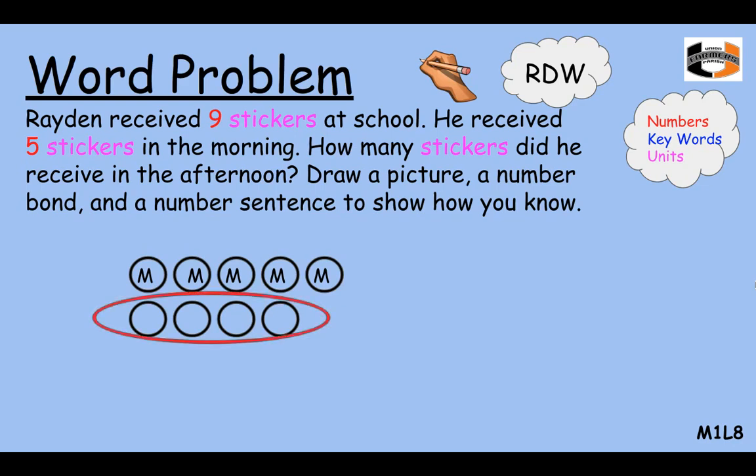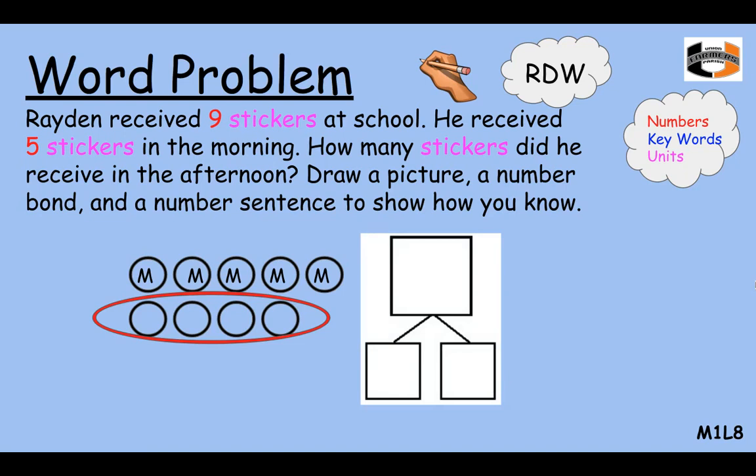I think we've solved our mystery. How many were left after the 5 from the morning were spoken for? Right, there's 4. So how many stickers did he receive in the afternoon? It looks like it has to be 4 to make the total 9.